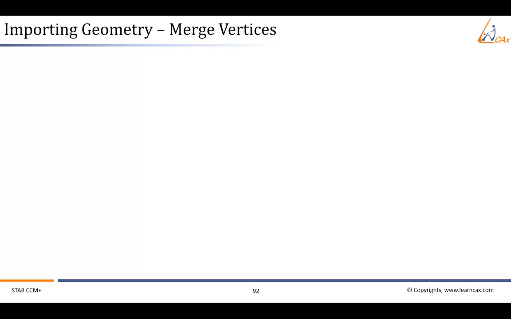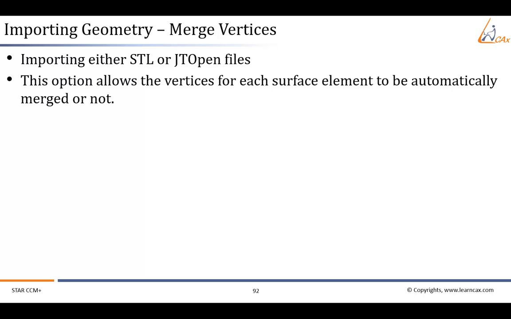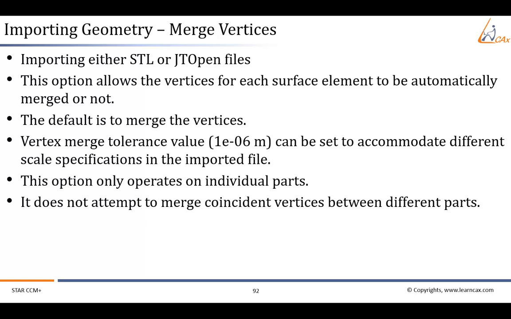Another option that is available while importing a CAD file is the Merge Vertices option. When importing either STL or JT Open files, this option allows the vertices for each surface element to be automatically merged or not. The default is to merge the vertices. The vertex merge tolerance value is by default 1.0e-06 meters.